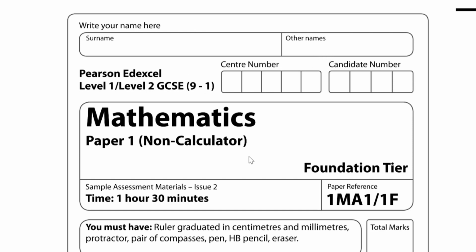This is the Edexcel GCSE 9-1 Maths Foundation Paper 1 from the sample papers, and this paper is a non-calculator paper.